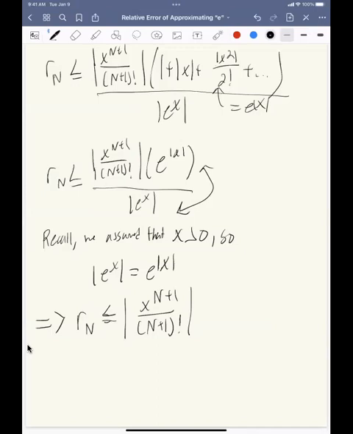In the next video, I'm going to discuss how we can approximate some sort of bound that we use machine epsilon with. In other words, we want to find some sort of bound to keep our relative error smaller than machine epsilon. I'll discuss that in the next video.